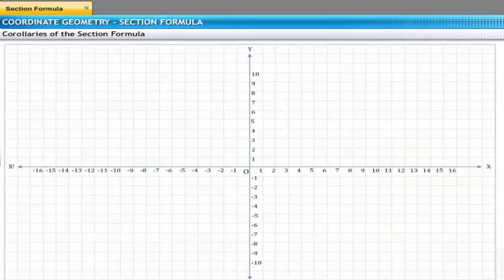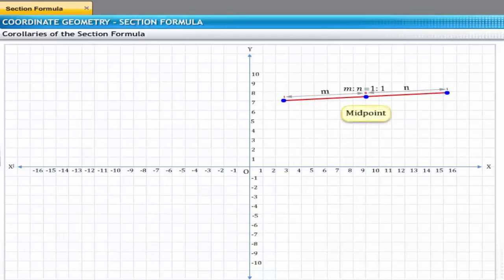Some corollaries to the section formula can be derived for some specific cases. According to the first corollary, where the ratio of sections of a line segment m:n equals 1:1, the point is the midpoint of the line segment. In such a case, the midpoint of a line segment joining (x1, y1) and (x2, y2) is ((x1 plus x2) divided by 2, (y1 plus y2) divided by 2).